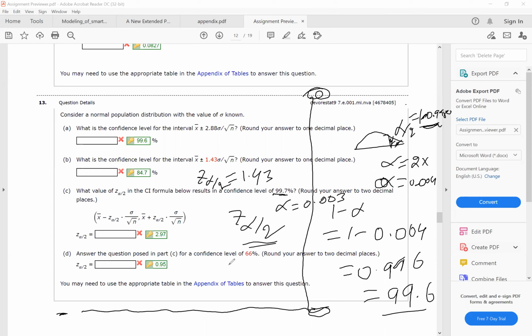Similarly, here we have a confidence level of 66%. So alpha will be 1 minus 0.66, which is 0.34. You have to calculate Z alpha over 2. You can use the Z table or you can use a calculator.